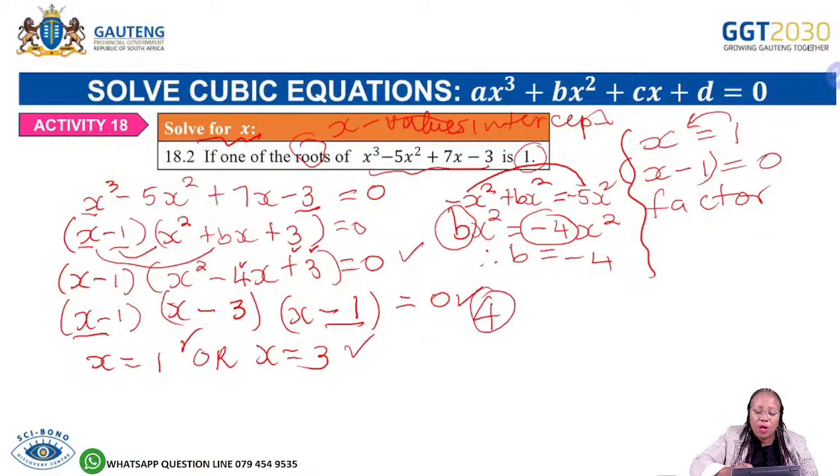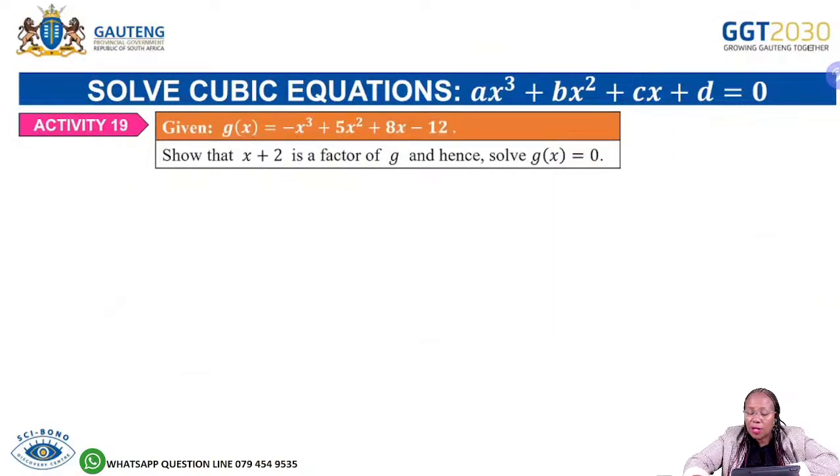At this level, we are expecting you to be masters of this now, because you've been doing this for a very long time now. And then activity 19, we are given that g at x is equal to minus x cubed plus 5x squared plus 8x minus 12. Show that x plus 2 is a factor, and hence solve for g at x equal to 0.